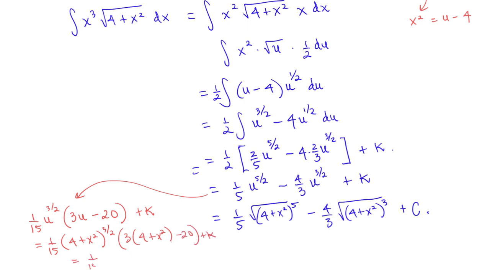The answer is 1 over 15, 4 plus x squared to the 3/2, times 3 times 4 is 12. 12 minus 20 is minus 8. So 3x squared minus 8. And we simply use c for an arbitrary constant.